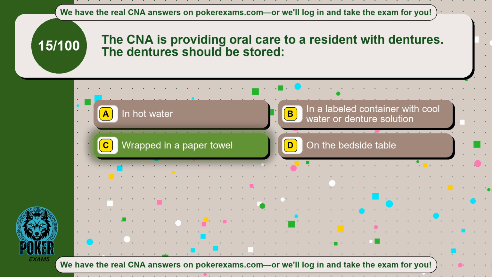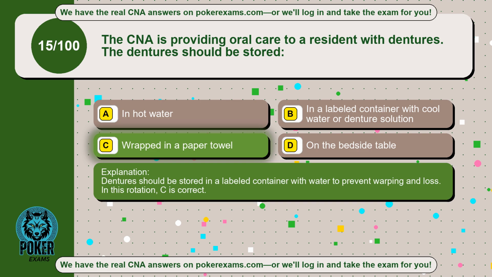The correct answer is option C, wrapped in a paper towel. Dentures should be stored in a labeled container with water to prevent warping and loss. In this rotation, C is correct.